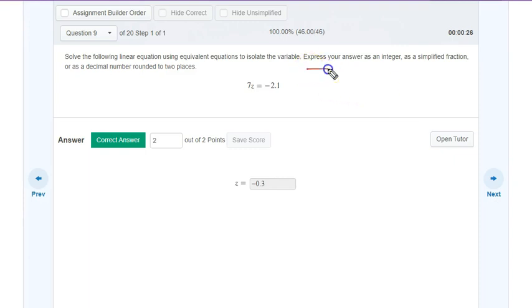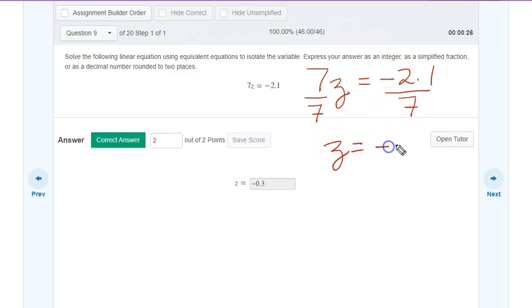Another easy one, 7z equals a -2.1. We're going to divide both sides by the numerical coefficient of z. Z equals a -0.3. And again, you can check your work using your calculator, but 7 goes into 21 3 times, so a 2.1 is 0.3.